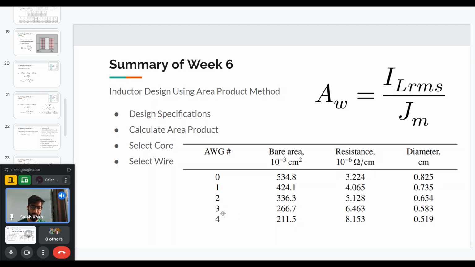That particular wire will have a particular cross-sectional area, a particular diameter, and a particular resistance per length. So all these things will be selected once we select the AWG.